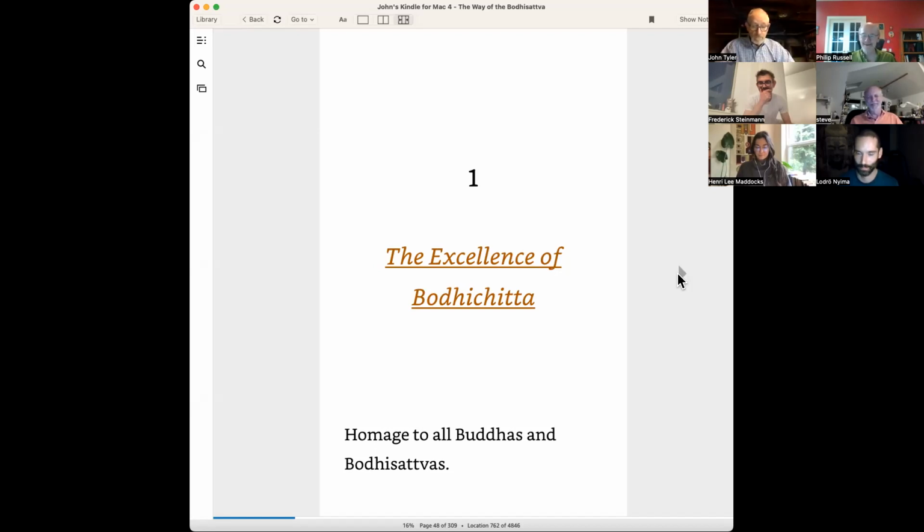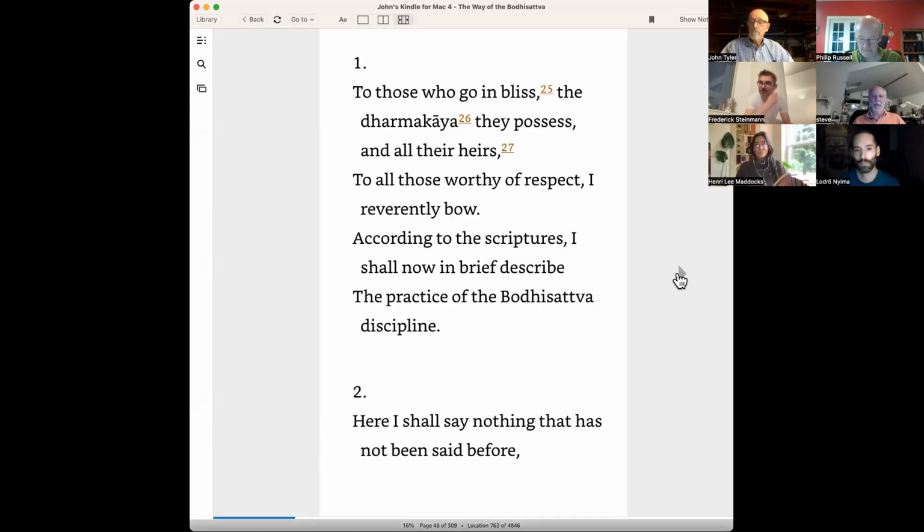The excellence of bodhicitta. Homage to all Buddhas and Bodhisattvas. Here's the first verse. To those who go in bliss, the Dharmakaya they possess, and all their heirs, to all who are worthy of respect, I reverently bow. According to the scriptures, I shall now in brief describe the practice of the Bodhisattva discipline.